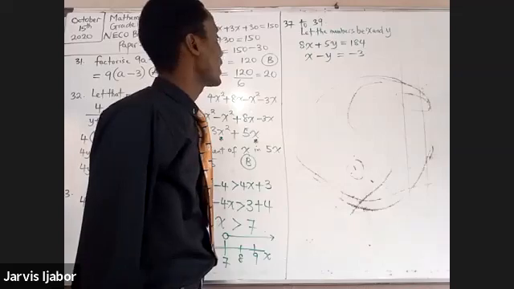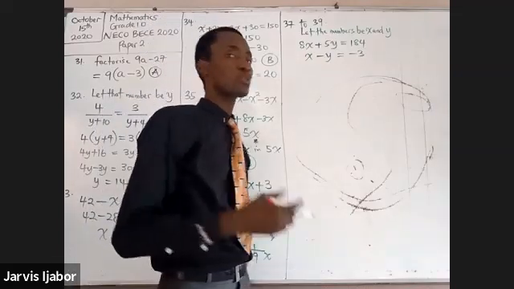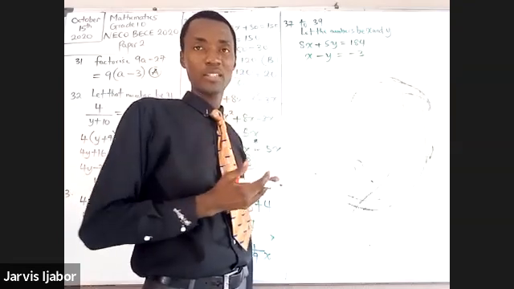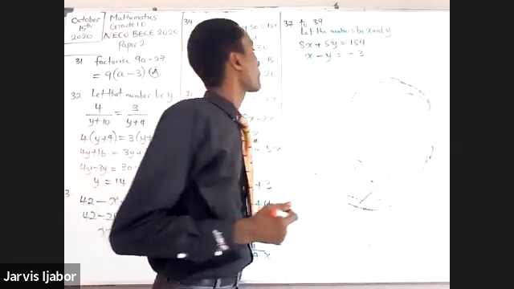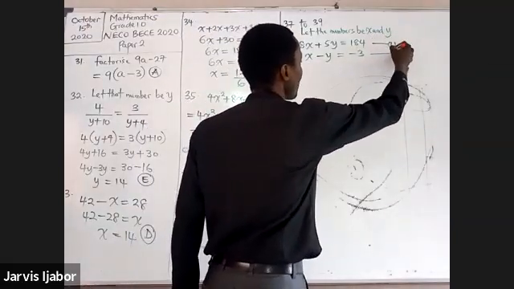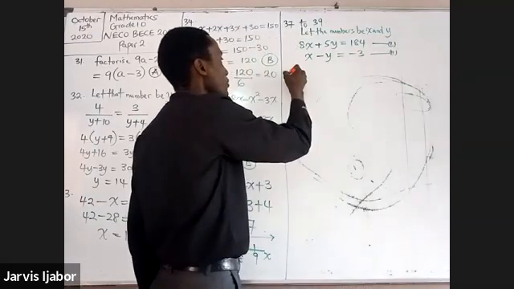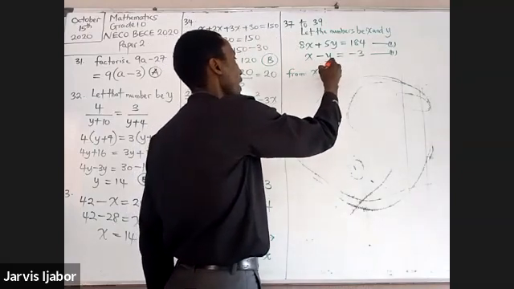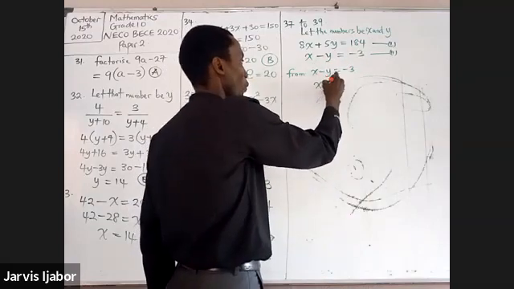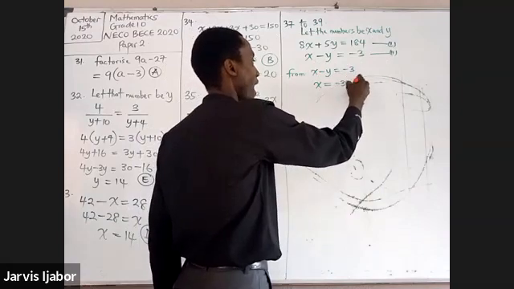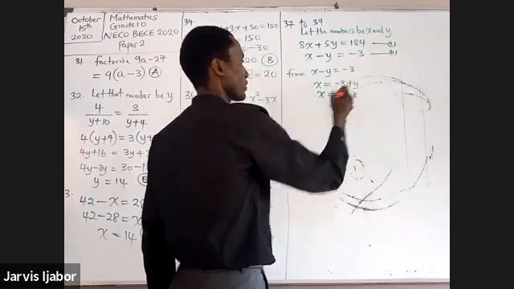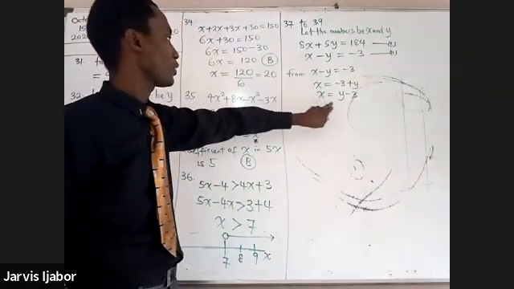I always tell us to use the elimination method to solve, but this is one question I'll make an exception to, and I'm going to tell you why. If you call this equation 1, even though I don't use that approach, from x minus y equal to negative 3, I can get that x will be equal to minus 3 plus y, which means x will be equal to y minus 3. From this equation, I got this.